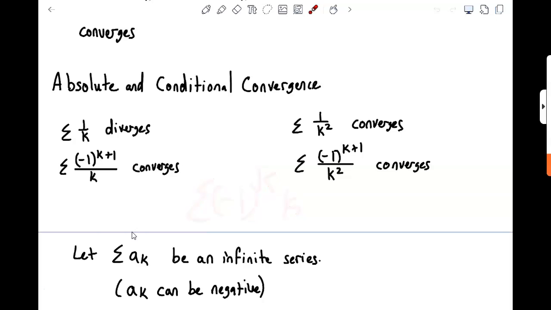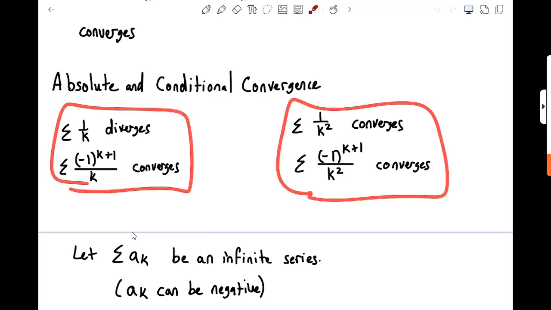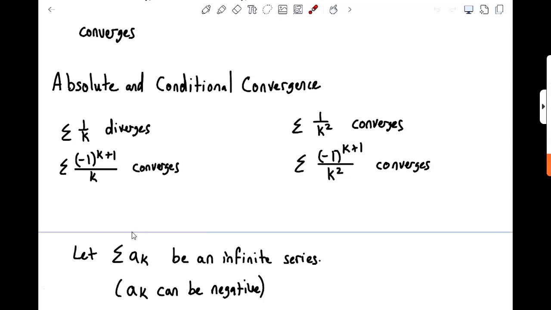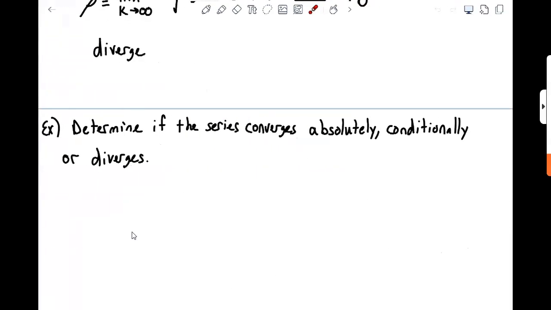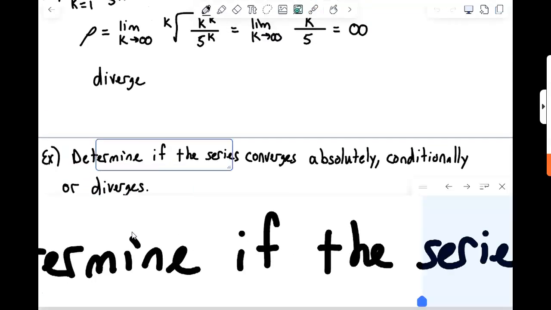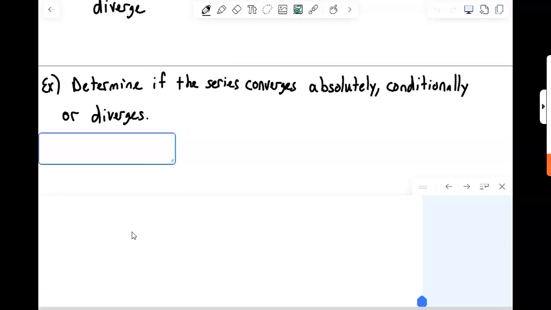Okay, but if it does converge, is it converging absolutely, or is it converging conditionally? And again, that's talking about these two different types of scenarios. So that's the idea that we're ready to address here. Determine if the series converges absolutely, conditionally, or if it diverges. Okay, so let's consider an example here.